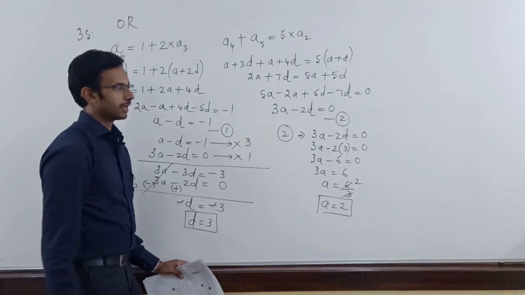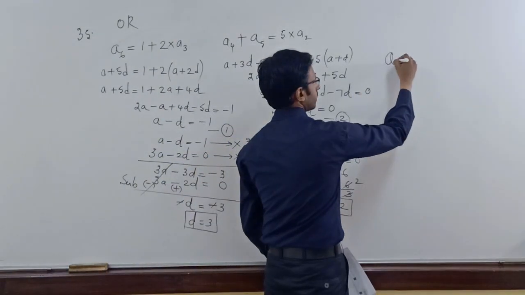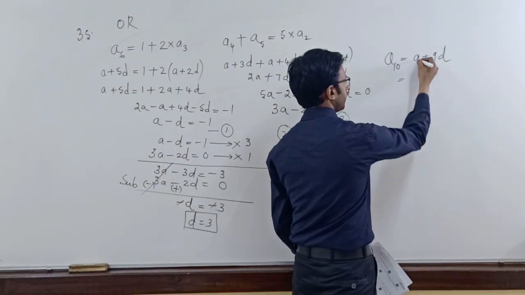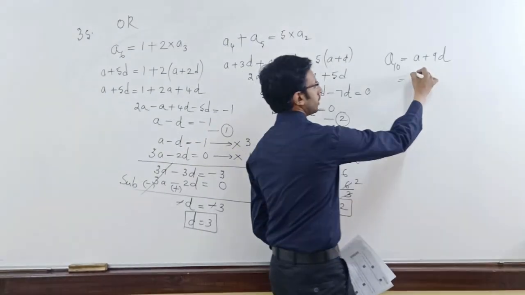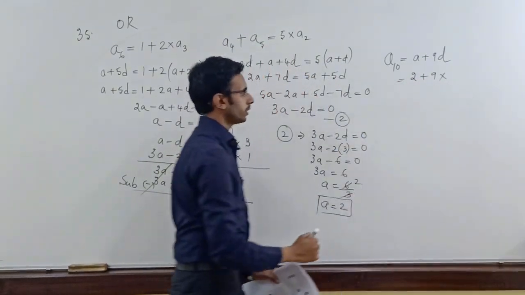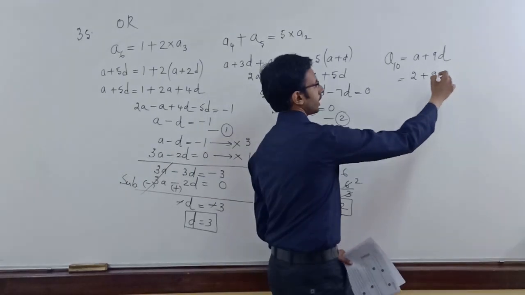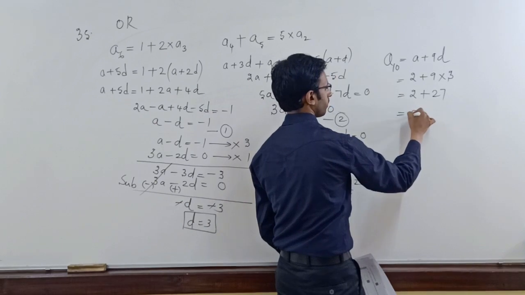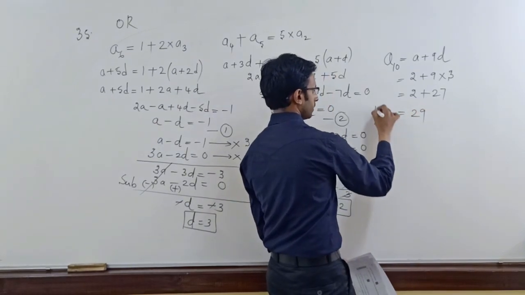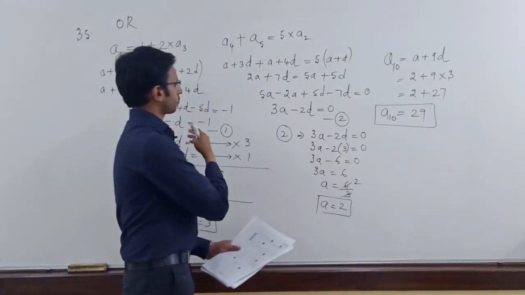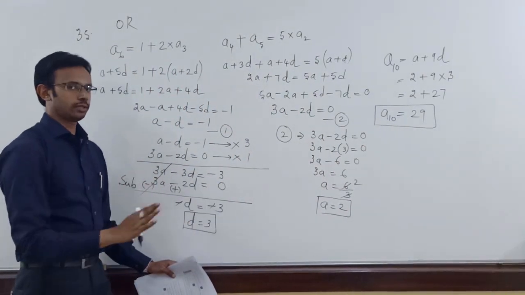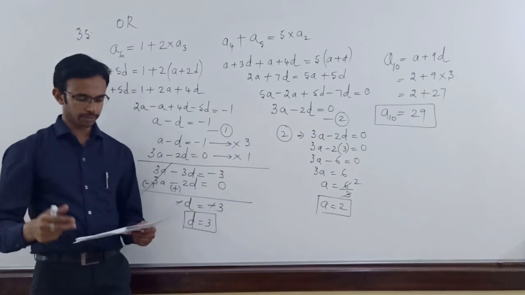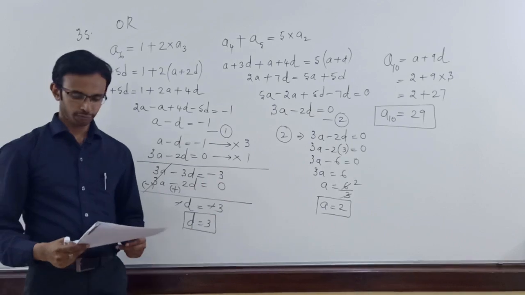Once you have a and d, we can easily find the 10th term. The 10th term is nothing but a plus 9d. The a value is 2 plus 9 into the d value, which is 3. So 2 plus 9 into 3. We get 2 plus 9 threes are 27. 27 plus 2 will be 29, and this will give you the 10th term. So if you have solved this and got 29 as the 10th term, you would get 4 marks. So either the 5 terms in AP problem or this one you might have opted. If you got this answer, you will get 4 marks.